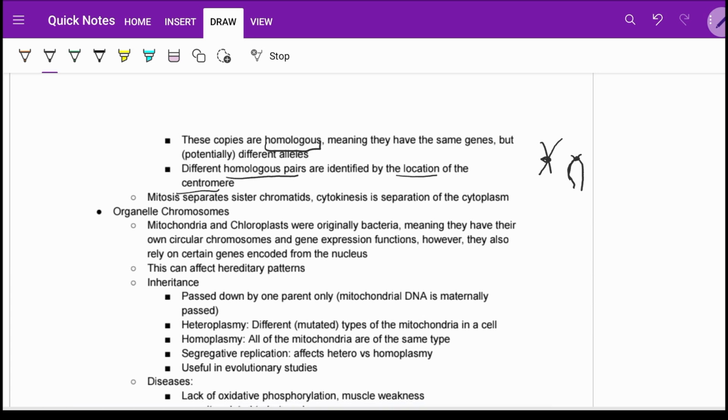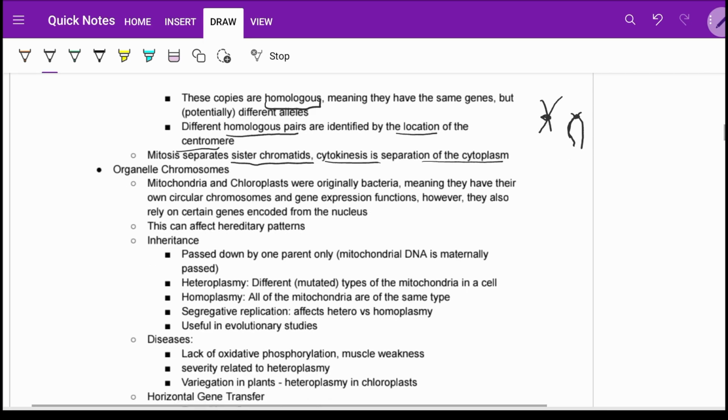In mitosis, we separate the sister chromatids, and then cytokinesis is separation of the cytoplasm. I know in a different bio class you probably had to memorize the phases of mitosis, but for this, you should maybe have a gist of them in the back of your mind, but it's not that important for this class.